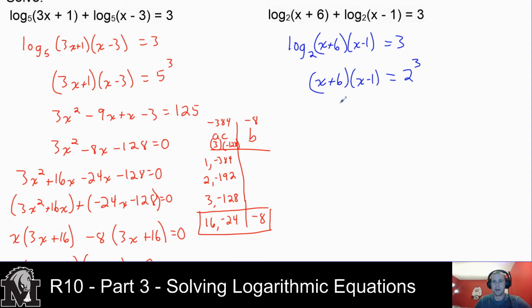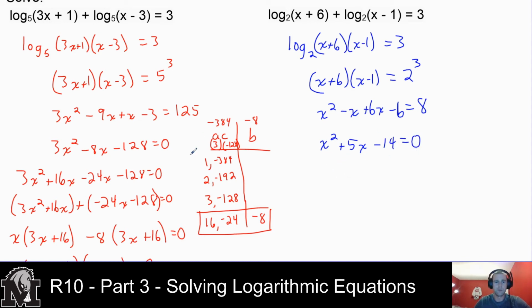We're going to multiply our binomials to get x squared minus x plus 6x minus 6, and 2 to the power 3 is 8. Then I'm going to move everything to the same side, preferably the side that keeps the squared term positive. So x squared plus 5x, this should be minus 6. So it ends up being minus 14 equals 0.